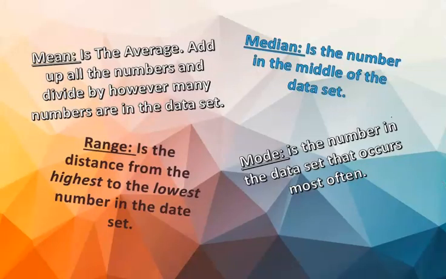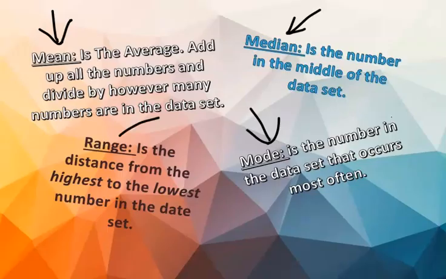All right, next we're going to do something with mean, median, mode, and range. Remember, mean is the average. So you add up all the numbers and divide by however many numbers are in the data set. Then the median is the number in the middle of the data set. So you just line them up, remember, from least to greatest, and find the number in the middle. The mode is the one that happens most often. So in the data set, if there's more 2s than any other number, then the mode is 2. If there's more 5s than any other number in the data set, then the mode is 5.